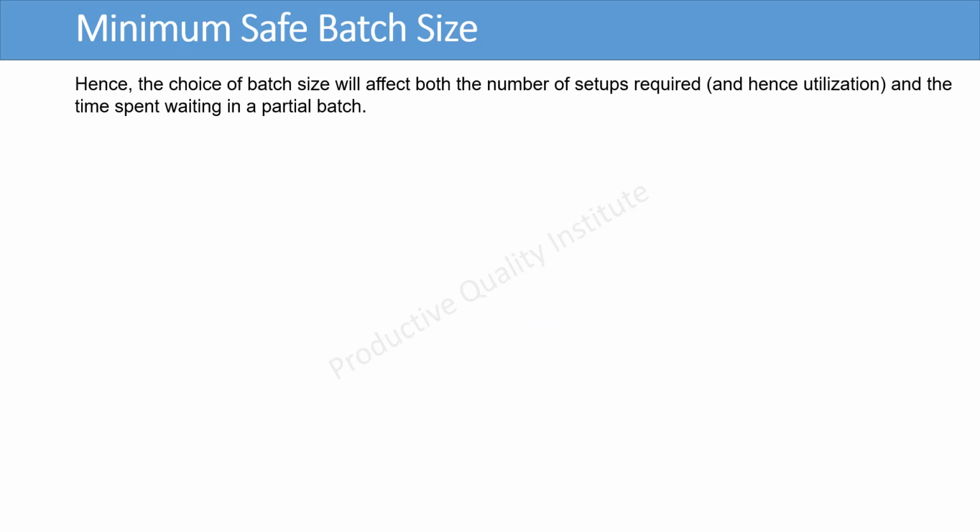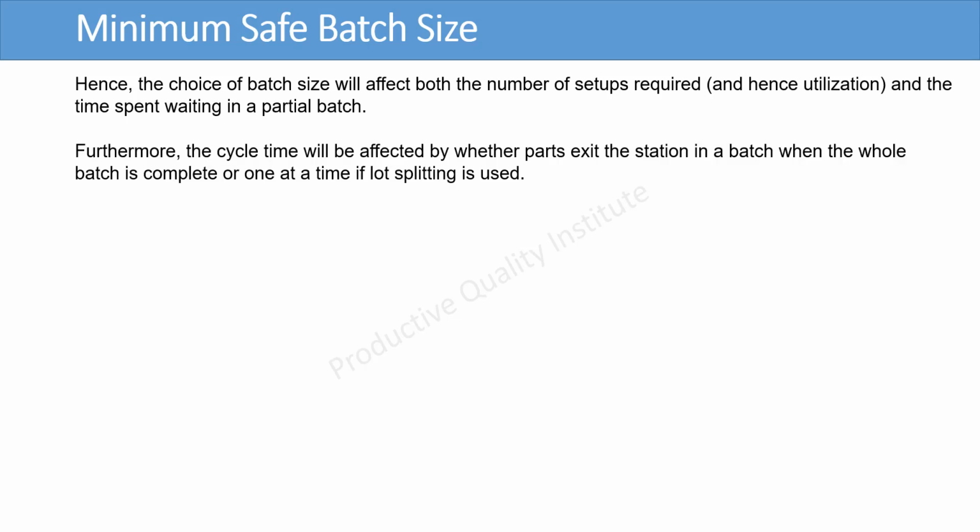Now, we will go deeper into the manufacturing system and take into consideration other factors in addition to holding and setup costs. Hence, the choice of batch size will affect both the number of setups required, and hence utilization, and the time spent waiting in a partial batch. Furthermore, the cycle time will be affected by whether parts exit the station in a batch when the whole batch is complete, or one at a time if lot splitting is used.